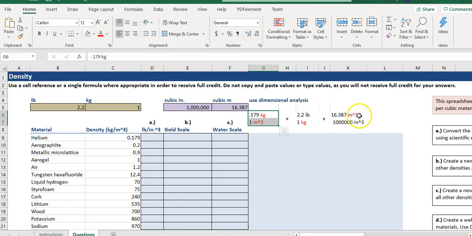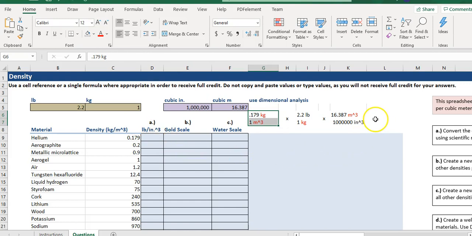And then I do the same thing with the meters cubed and the cubic inches. So I have meters cubed on the bottom. If I put meters cubed on top, and I put the inches cubed on the bottom, then the meters cubed will be canceling out, and I'd be left with inches cubed. So once I do this calculation, I'll end up with the pounds on top and the inches cubed on the bottom, which is what I want. I want the pounds in the numerator and the inches cubed in the denominator.